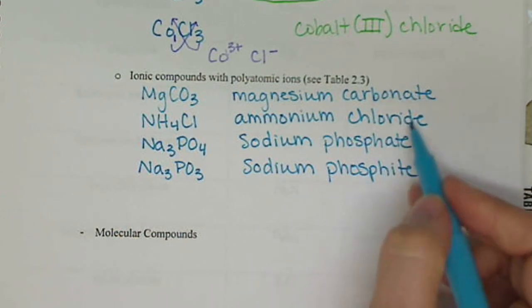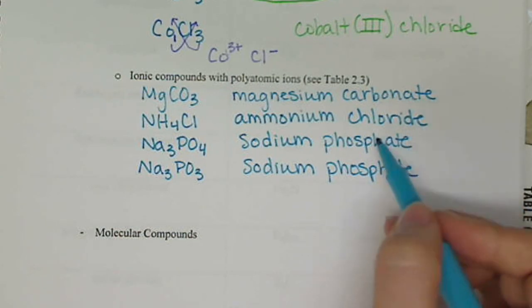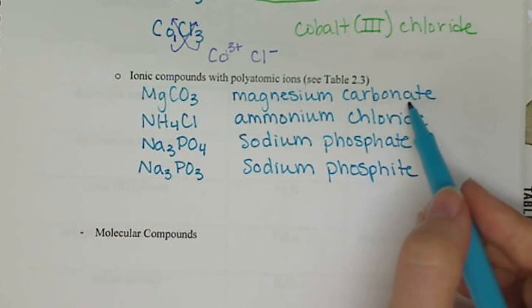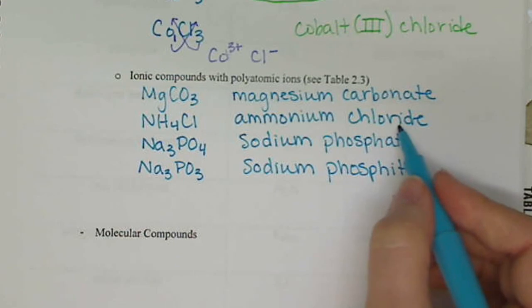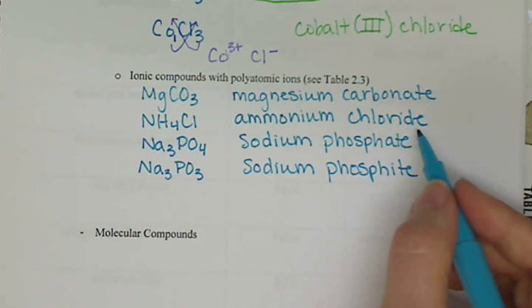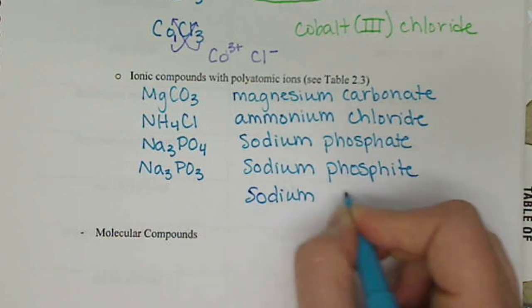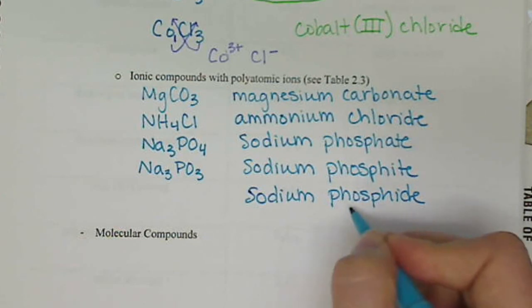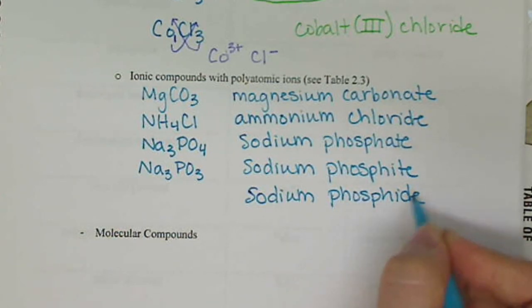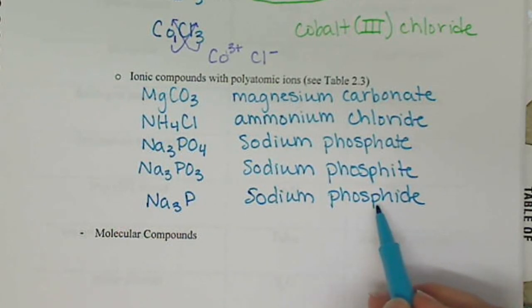And you'll probably notice a trend that most all of our polyatomics, we have carbonate, phosphate, phosphite here, have either an ATE ending or an ITE. Anytime you have the IDE ending, this is an individual element. Okay? So if you saw sodium phosphide, this is not a polyatomic, it's just the phosphorus by itself. So we would have Na3P as sodium phosphide.